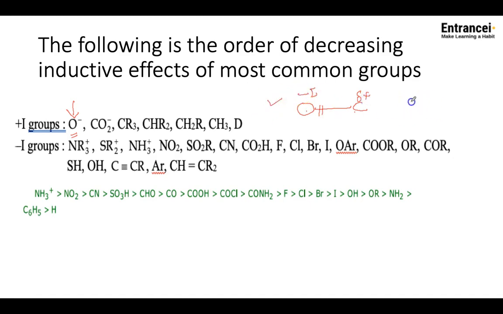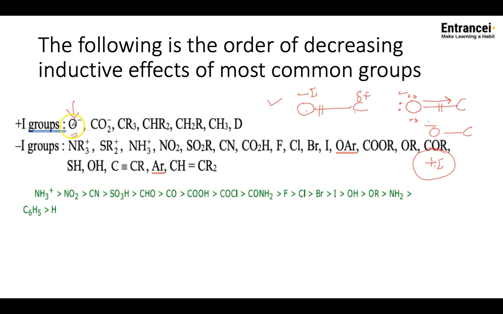Now, if the example is an O negative charge attached with carbon, you can see that O negative means this oxygen is electron rich. It consists of three lone pairs of electrons. So these three lone pairs of electron density repel the electron cloud. Due to this repulsion, the electrons go towards carbon and O minus exhibits the plus I effect. So please remember that if there is a negative charge on oxygen, it shows the plus I effect, whereas neutral oxygen shows the minus I effect.